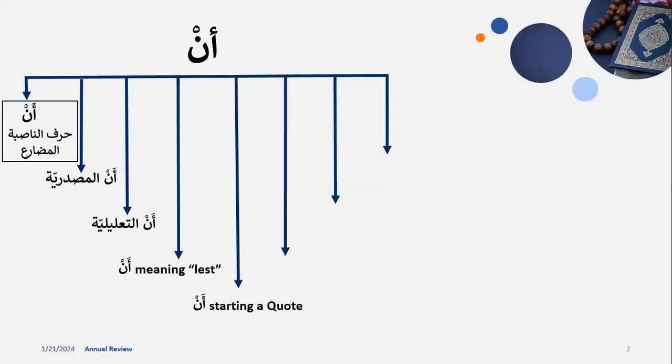Then un starting a quote. That's one function. Then an al mukhaffafa, which is actually just anna, and sometimes anna does not have a shadda and fatha, and in place of that there is a sakoon. So that's basically an al mukhaffafa, and I'll tell you how you can spot that. An al mufassira, which means clarifying something. An azaida, and that's about all the uns.